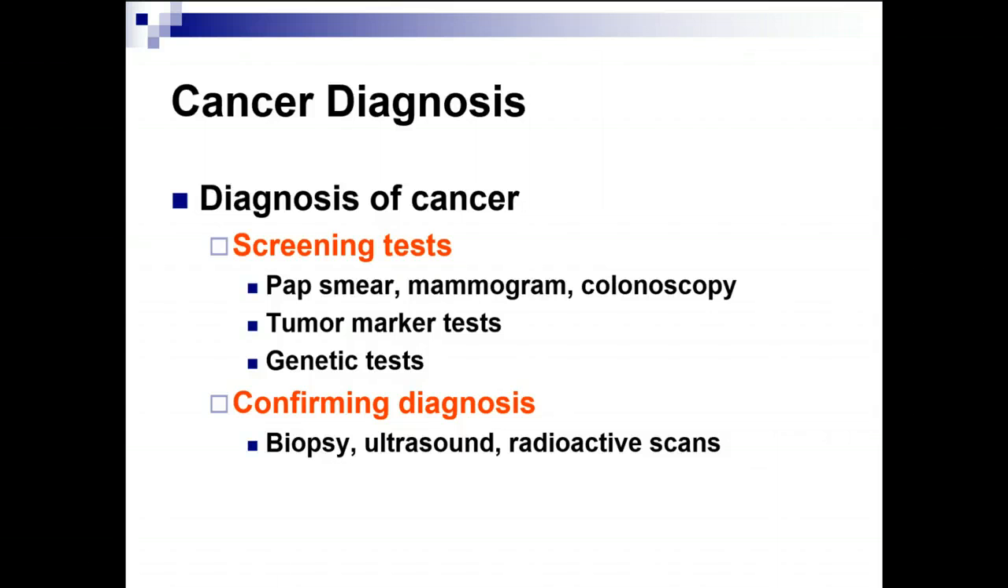If something is noted during the screening, the doctor must confirm the diagnosis. Usually a biopsy is done where a small sample of the cells is removed from the lump or the tumor and examined under the microscope. Pathologists usually handle this, or the doctor, and they will look for certain key things in order to determine whether the tumor is benign or malignant. Ultrasound can be used to detect some tumors, and radioactive scans.